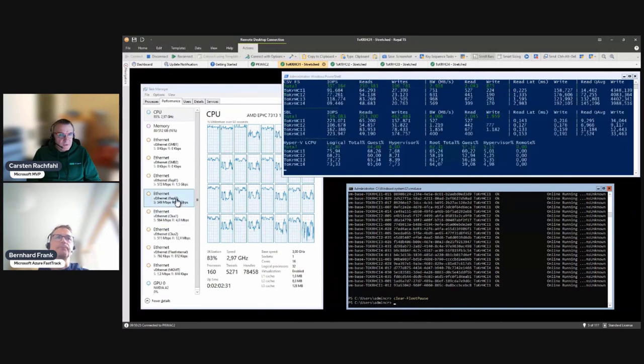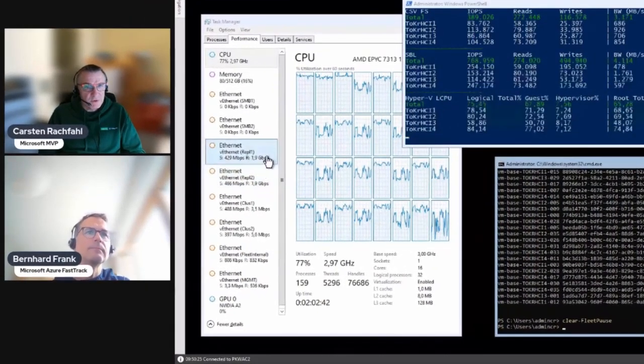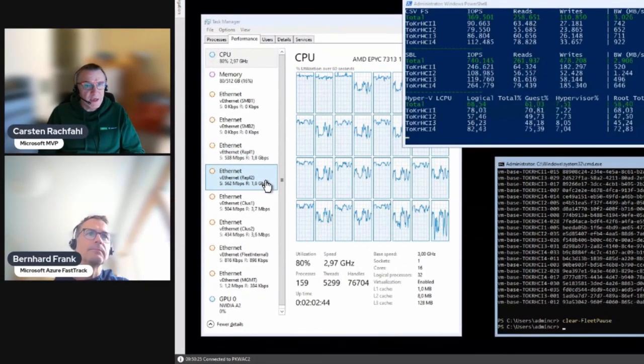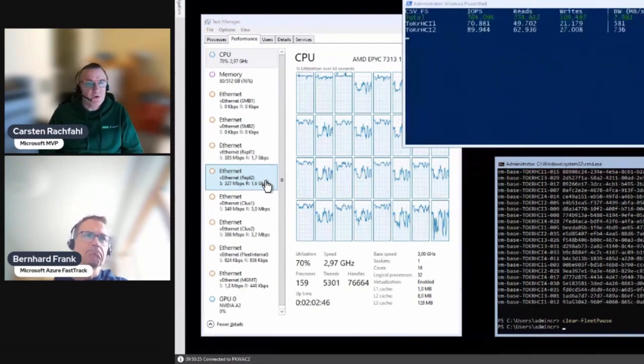Let me point something out. You see here we have all the network cards, right? And if you look at the traffic, the most traffic is done on the two replica adapters. So we see roughly 1.92 gigabits per adapter.